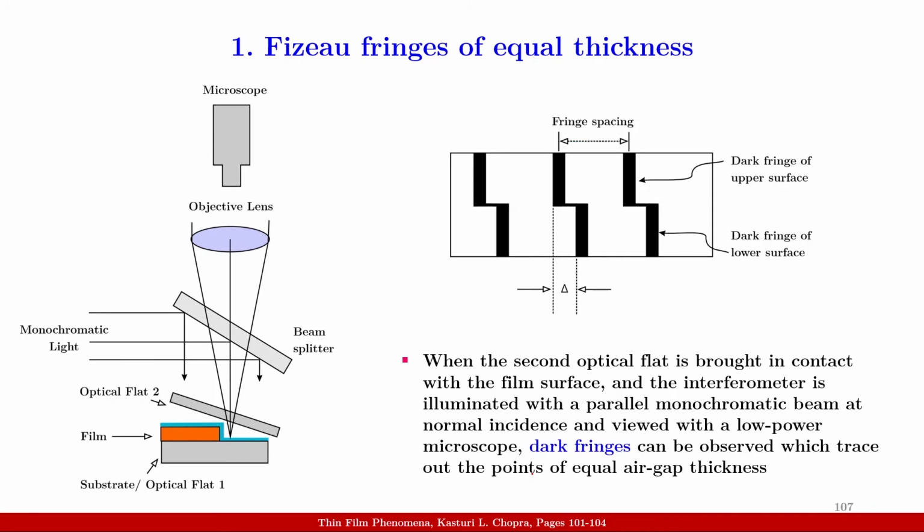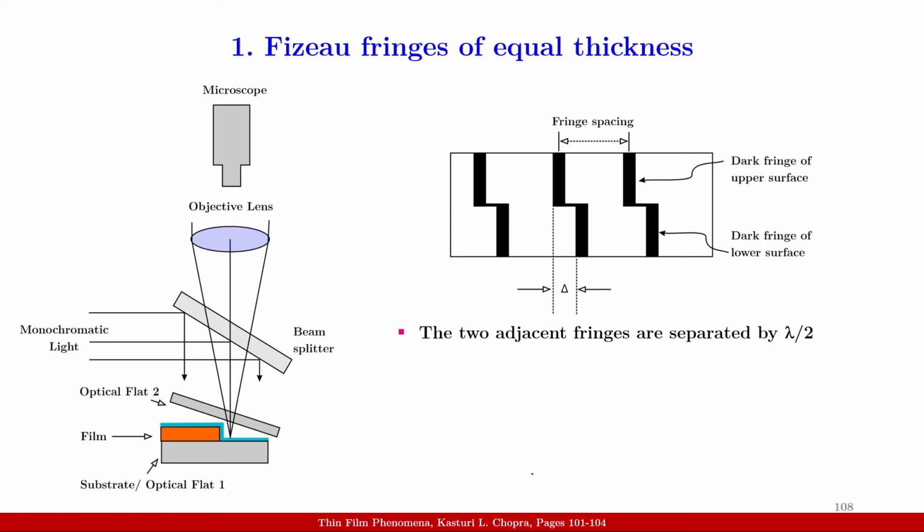When the second optical flat is brought in contact with the film surface and the interferometer is illuminated with a parallel monochromatic beam at normal incidence and viewed with a low power microscope, dark fringes can be observed which trace out the points of equal air gap thickness. The two adjacent fringes, in this case, will be separated by lambda by 2, where lambda is the wavelength of the monochromatic light that is used.